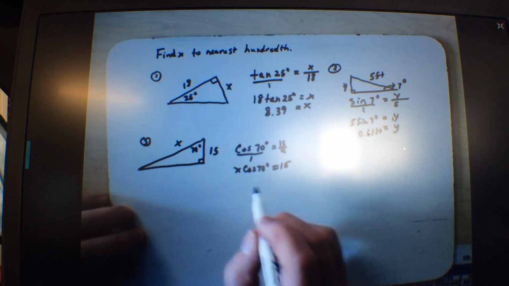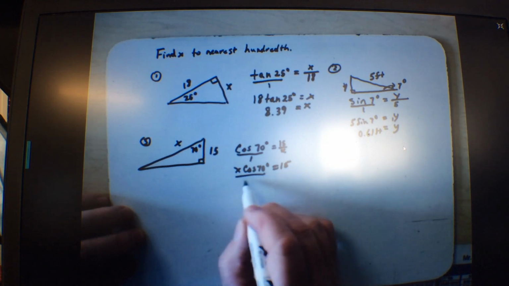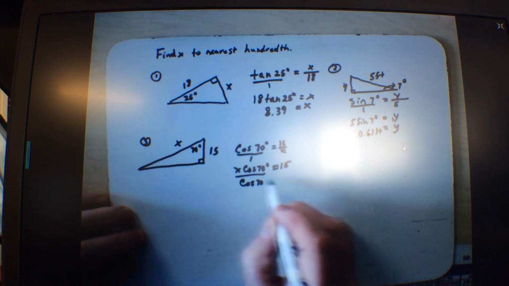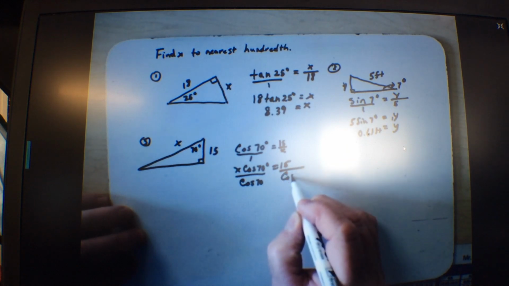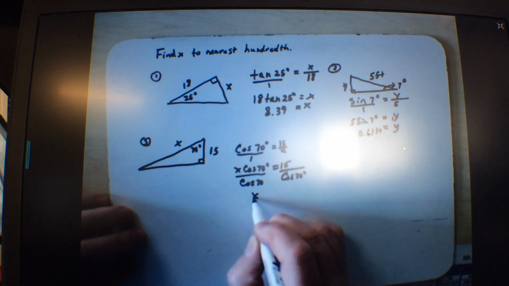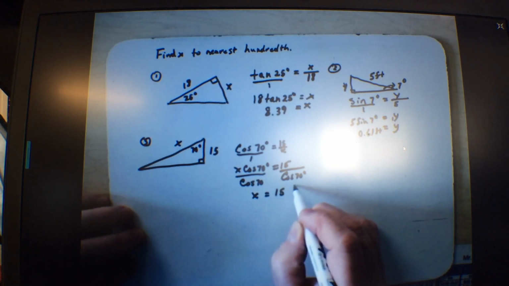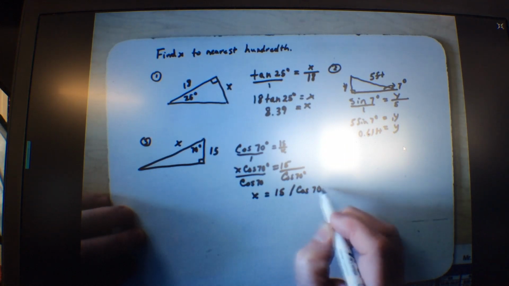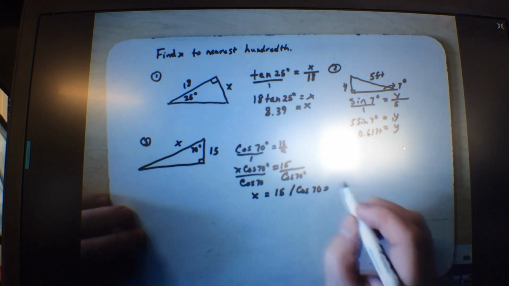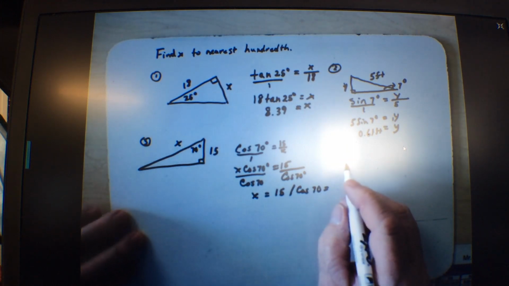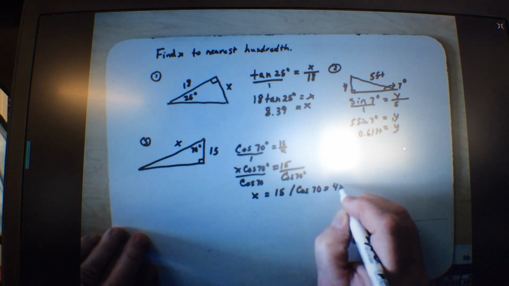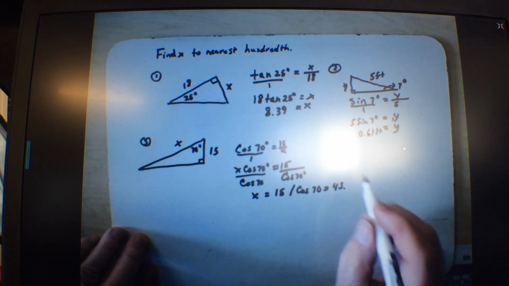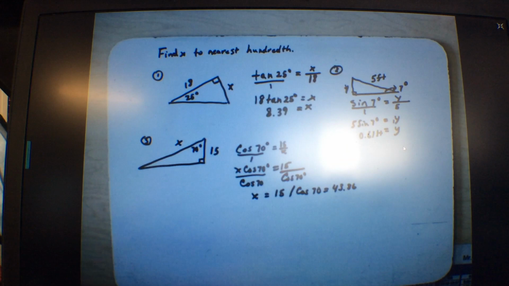How would I solve for x? Divide by cosine of 70 degrees. So we're actually doing division now, aren't we? Okay, so how do I plug this into my calculator? I take 15 divided by cosine 70 equals 43.86. All right. Now, in all three of these problems, we solve for an angle or we solve for a side.